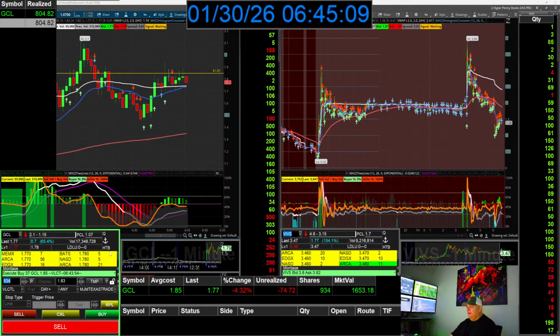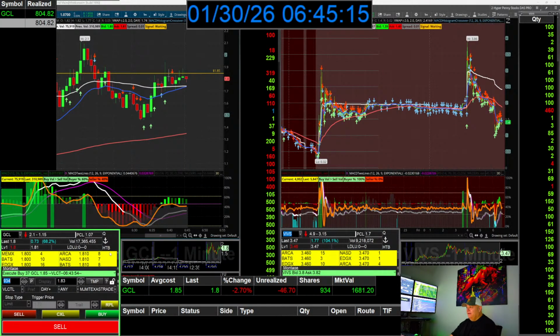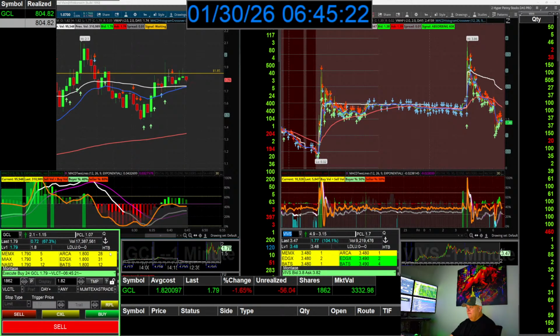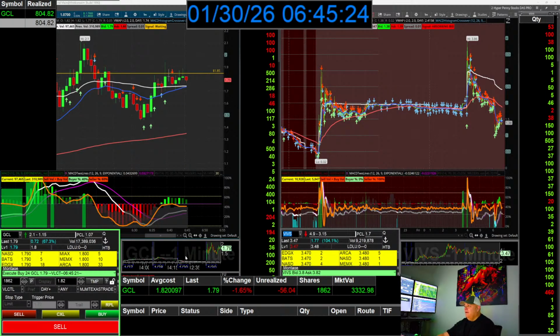Not enough dip. Come on. Where's that dip? I missed it. Wasn't fast on the trigger. Come on. Hit the dip. I'm in. $1.79. So I went from $1.85 to $1.79.